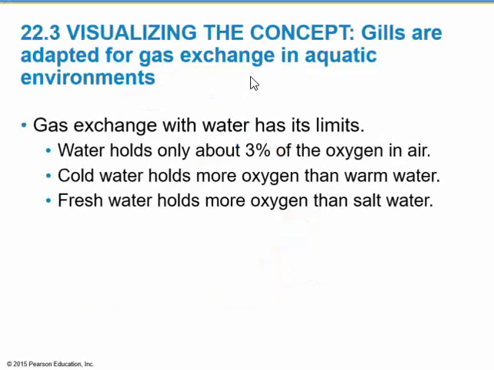Now, for aquatic organisms, gas exchange with the water, oxygen is a limiting factor because oxygen does not dissolve very well in water. On the other hand, carbon dioxide diffuses readily into water. Water can only hold about 3% of its volume as oxygen. Cold water holds more than warm water, and fresh water holds more than salt water.